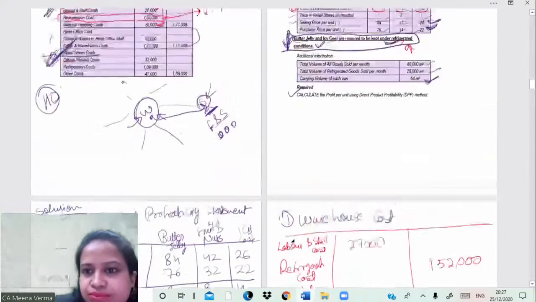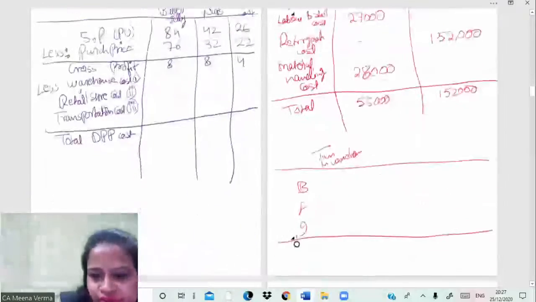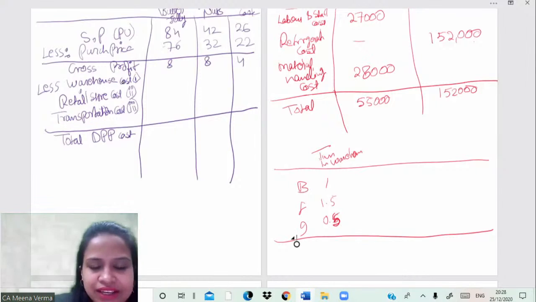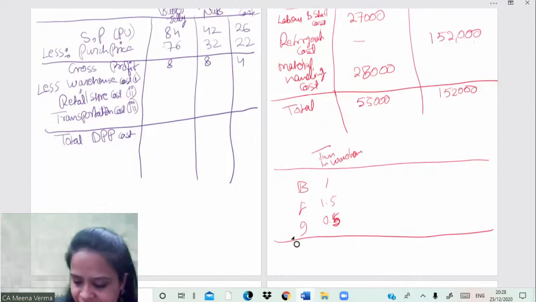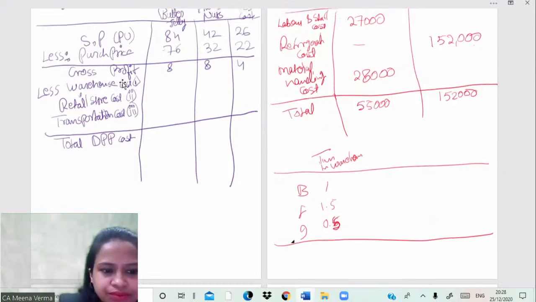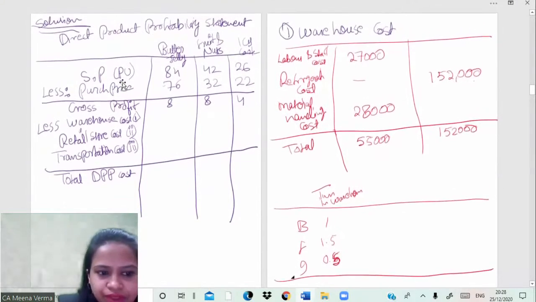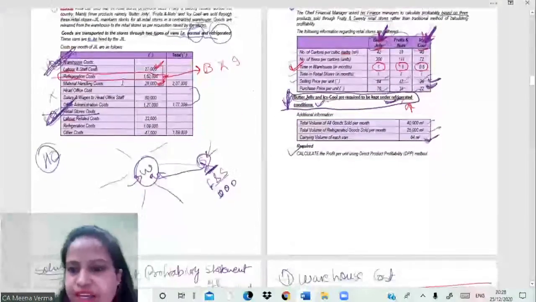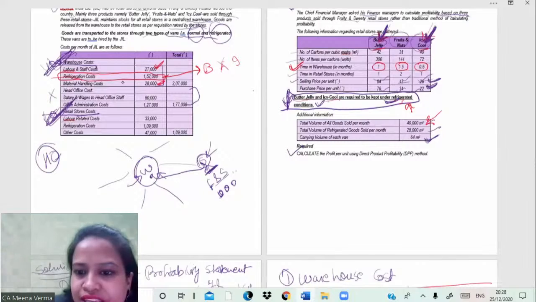How much time? 1, 1.5 and 0.5. This much time you will keep them. This is the time for which you will keep the product in warehouse. Now see, the volume which you have kept, yes, this is the volume. The volume which you will keep in refrigeration and the volume which you will keep generally.